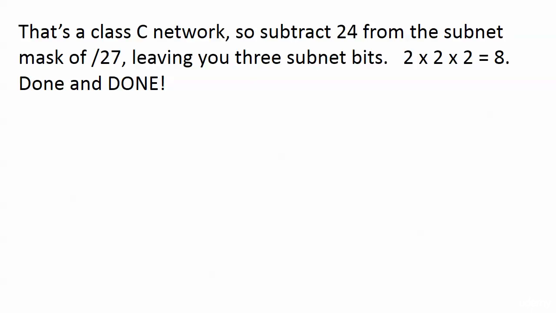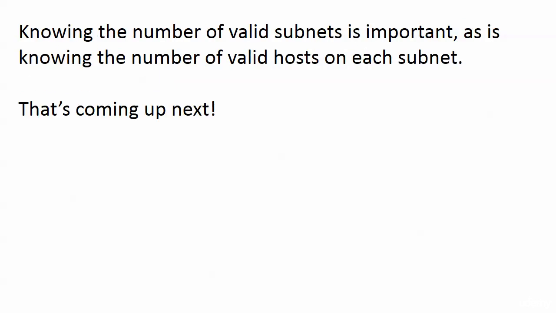Now that we have taken a look at the longer method of getting the number of valid subnets and the shorter method as well, we need to get these valid hosts down, because obviously we have to know how many valid subnets we have, but we also have to know the number of valid hosts on each one of those subnets. Notice that I keep using the word valid. We haven't seen any invalid numbers yet, but I have a feeling we just might when we're working with those valid hosts, and that is coming up next.